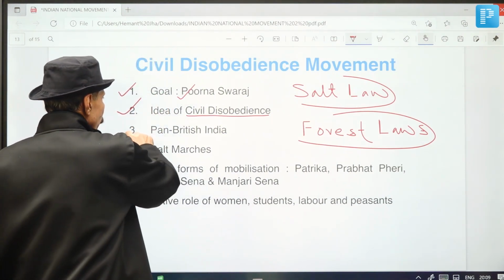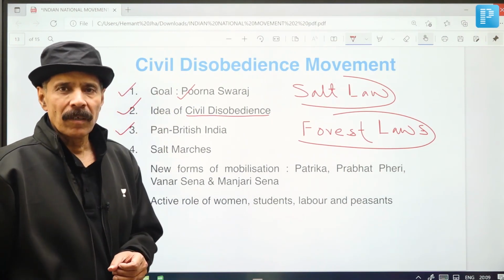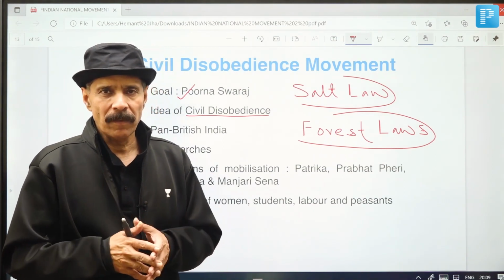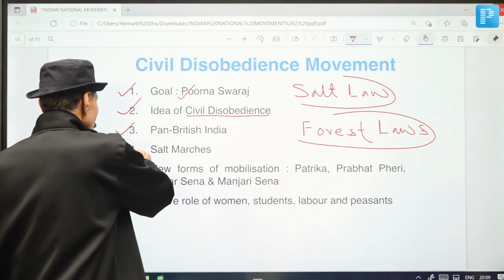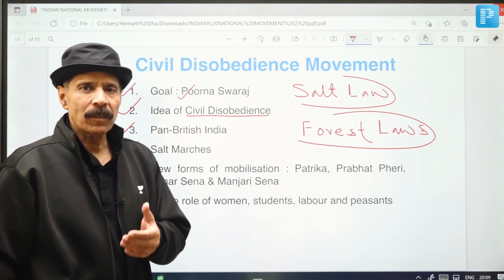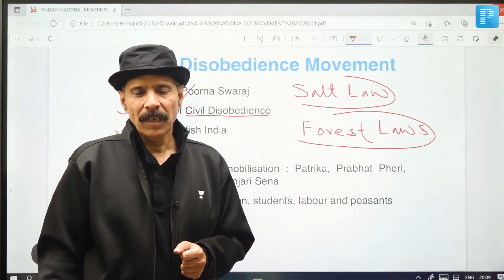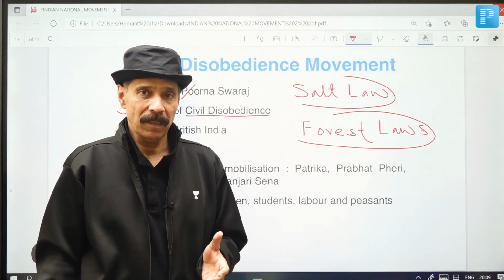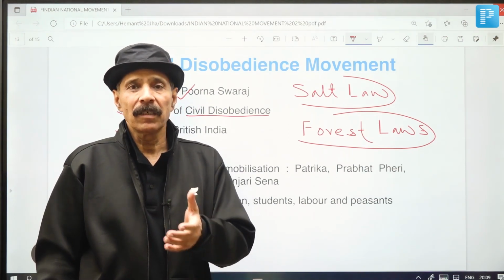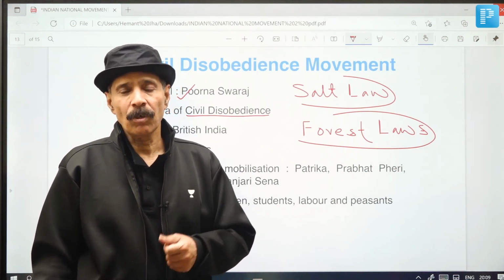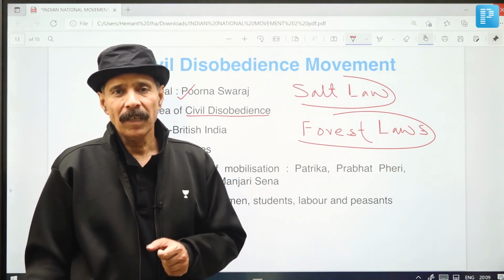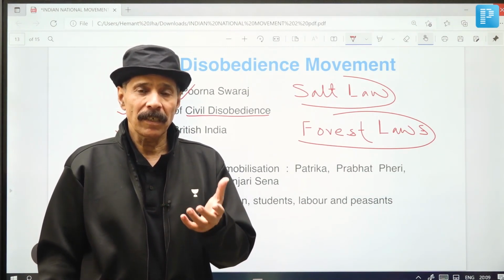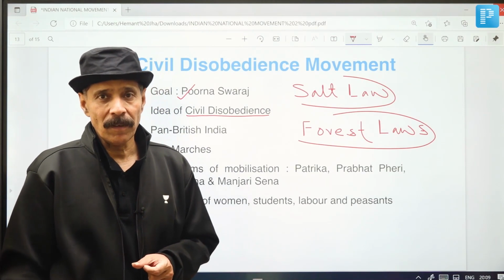Third is pan-British India. So this movement spread to almost all parts of British India. Next, salt marches. The first salt march was the Dandi March by Gandhiji. And several such salt marches took place, like salt marches in Kerala, salt marches in Madras, salt marches in Odisha. And several Congress leaders played a role, like K. Kelappan in Kerala, C. Rajagopalachari in Madras, etc.